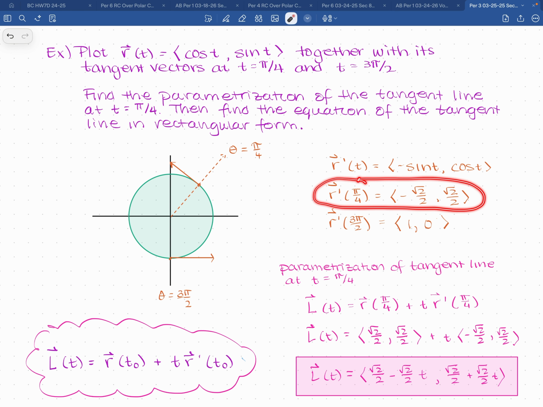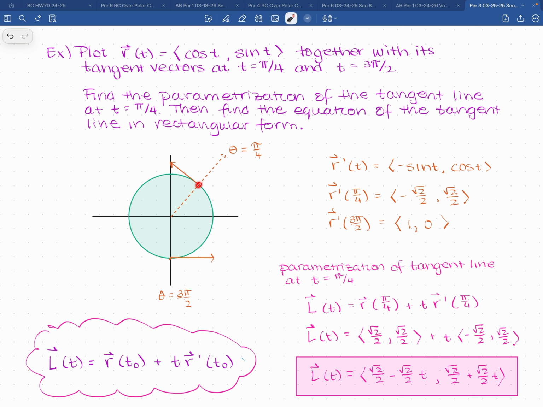Now remember, vectors, when you're plotting them, as we looked at last class, you can start plotting the vector anywhere. It doesn't have to be at the origin. It doesn't have to be at a specific point. When we're talking about tangent vectors, it makes sense for the initial point of the vector to be that point of tangency. So at pi over 4, the terminal point for r would be right here.